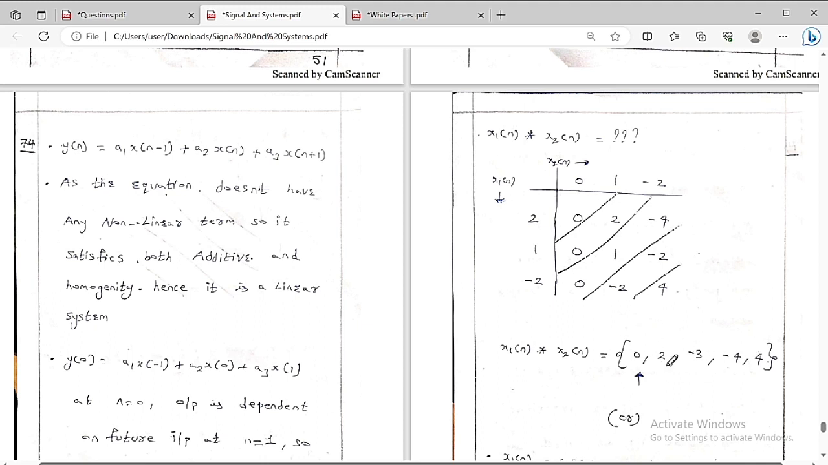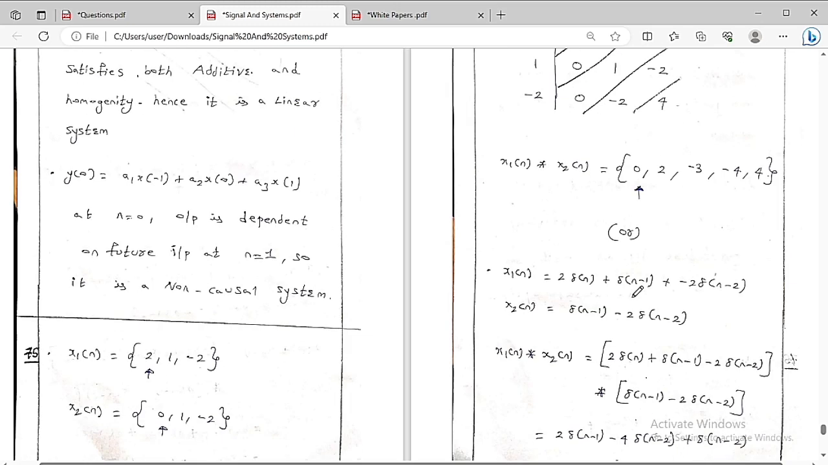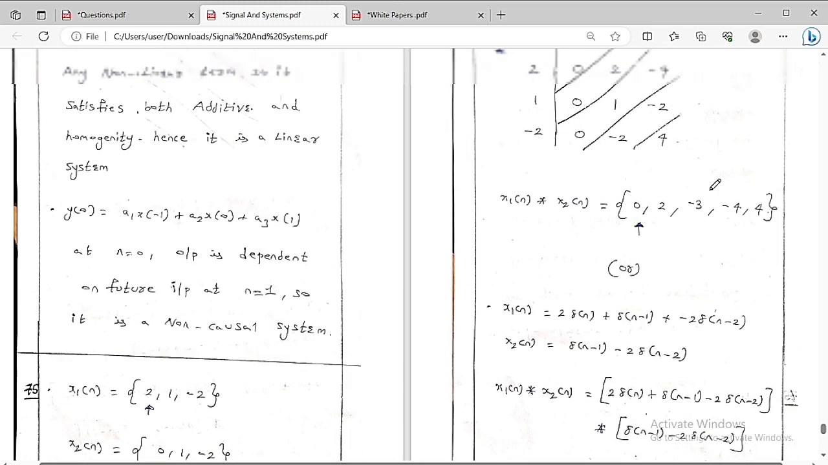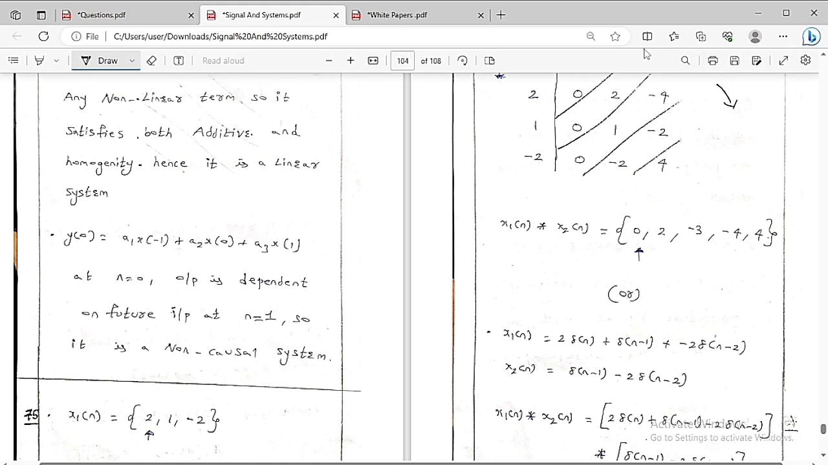So this is the sequence of numbers in the resultant convolution, and the first element is nothing but 0, which is where the arrow goes. Always you will take the numbers from up to down, only in this direction, and you have to fill them in this order.